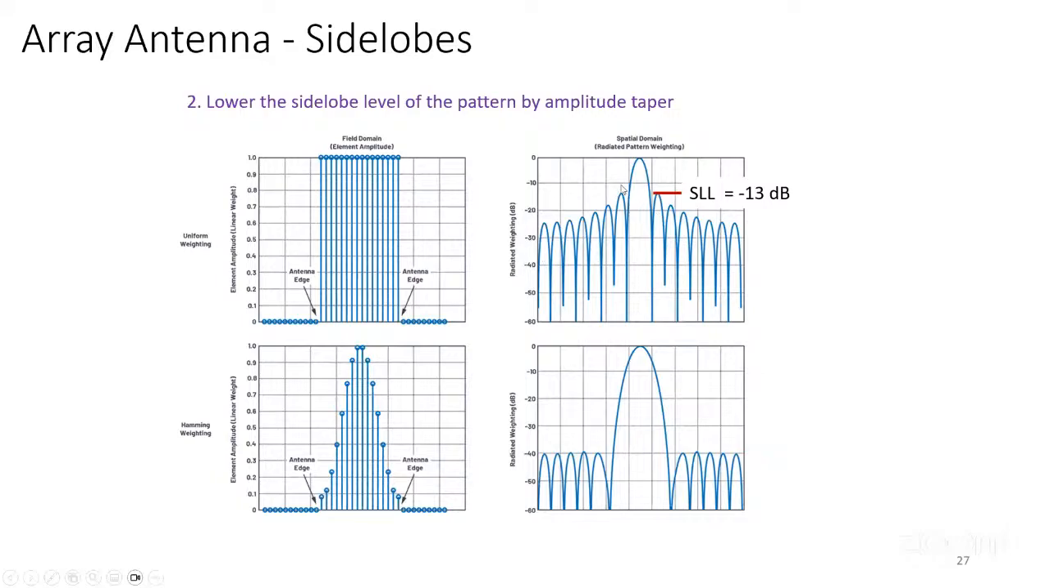Suppose you don't want this energy to be present here, which means you don't want to do any communication in this area, and you want to focus all your energy only in the central region. Then you need to implement a different amplitude tapering technique by which you could shape the radiation pattern as on the right bottom side. So here, in the first case we got a 13 dB side lobe, in the second case we got a 40 dB side lobe.